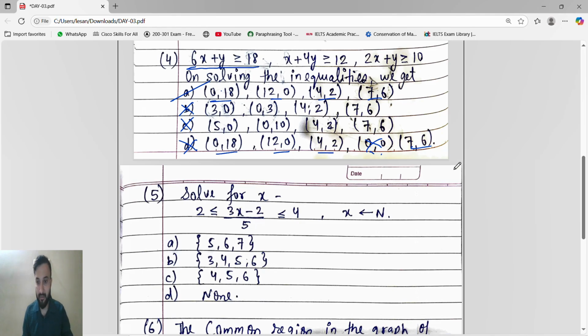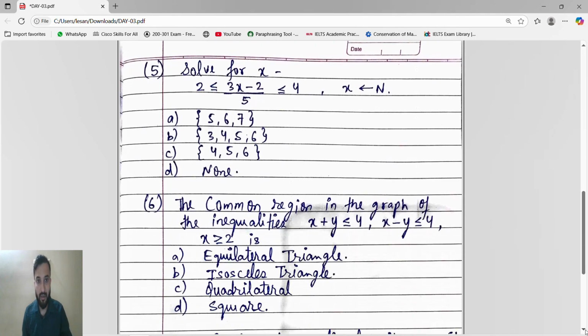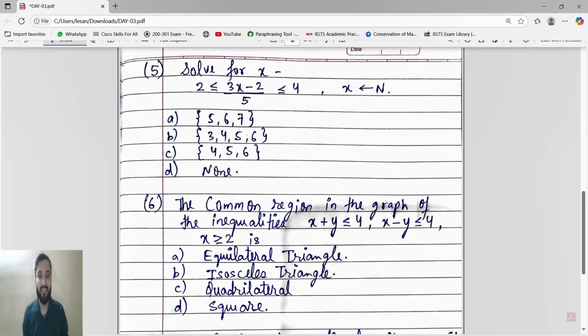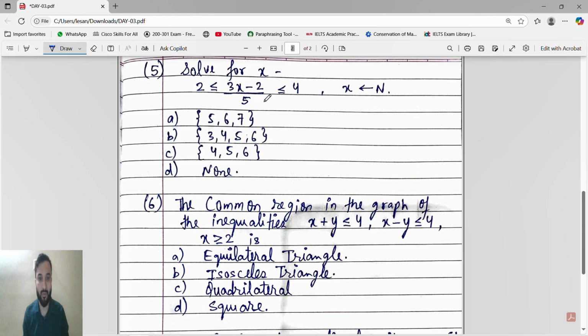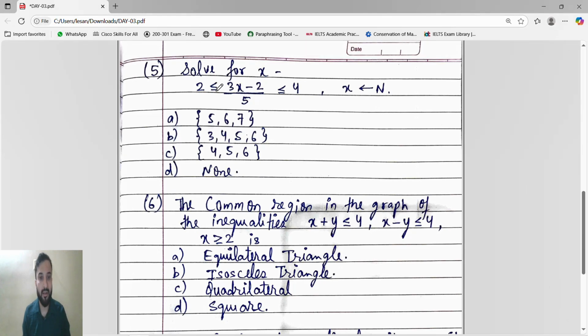Okay. Next, you have to solve for x. Solve for x. They have given this equation: 2 is less than or equal to the middle expression, which is less than or equal to 4. x belongs to natural numbers. The numbers are 3, 4, 5, 6, 7.